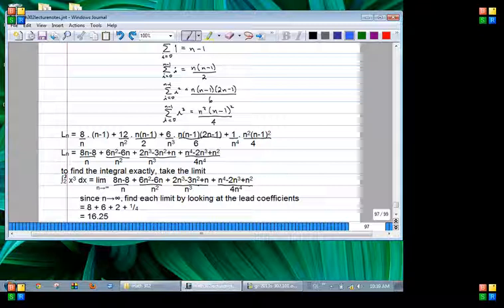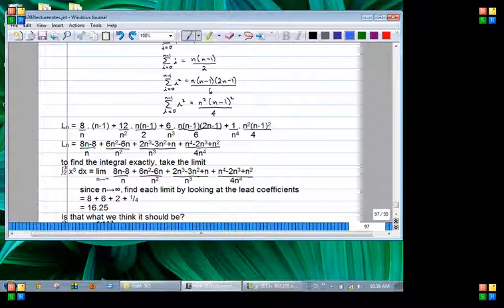So what we've actually done is we've taken the integral, written it as a sum, which is an approximation. Then we said we can make that approximation exact by taking the limit. And it was a long way to get there. My question is, is this answer what we think it should be? Well, we have another way to find integrals, don't we? We can just do the integral.